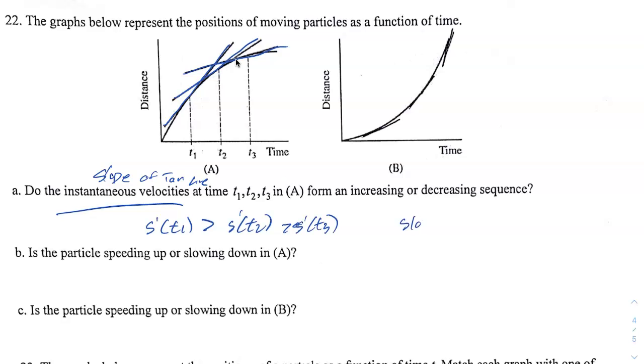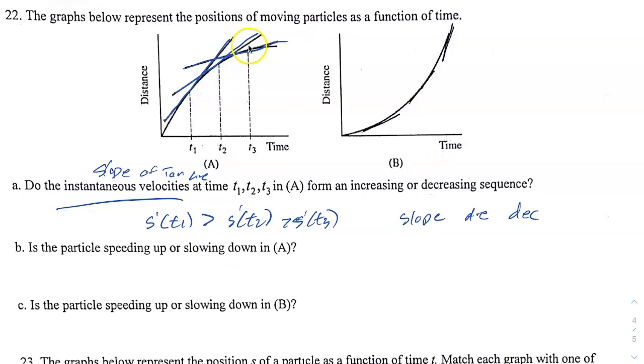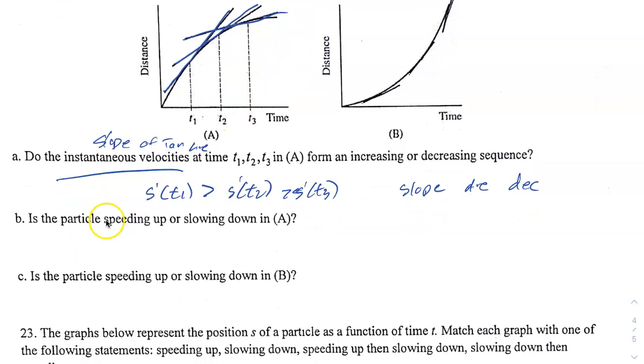So slopes are decreasing. They're still positive, but they are decreasing. Right, so they're still positive slopes, they're just getting smaller as we go to the right. Is this particle speeding up or slowing down in A? So that's a little tricky. Remember, to tell speeding up or slowing down, all you want to do is check velocity versus acceleration.